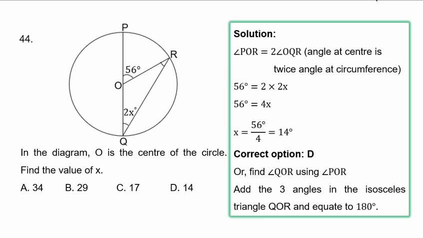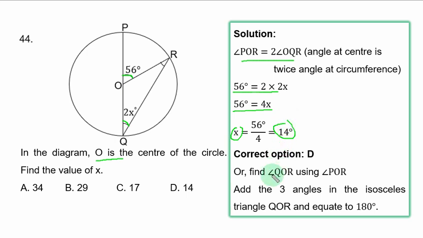Question 44. In the diagram, O is the center of the circle. Find the value of s. This angle is angle at center and is equal to twice this angle at circumference. That is what you have here. It follows that 56 degrees is equal to 2 times 2s. You have this expression. To get s, divide both sides by 4, and s is equal to 14 degrees. D is the correct option.